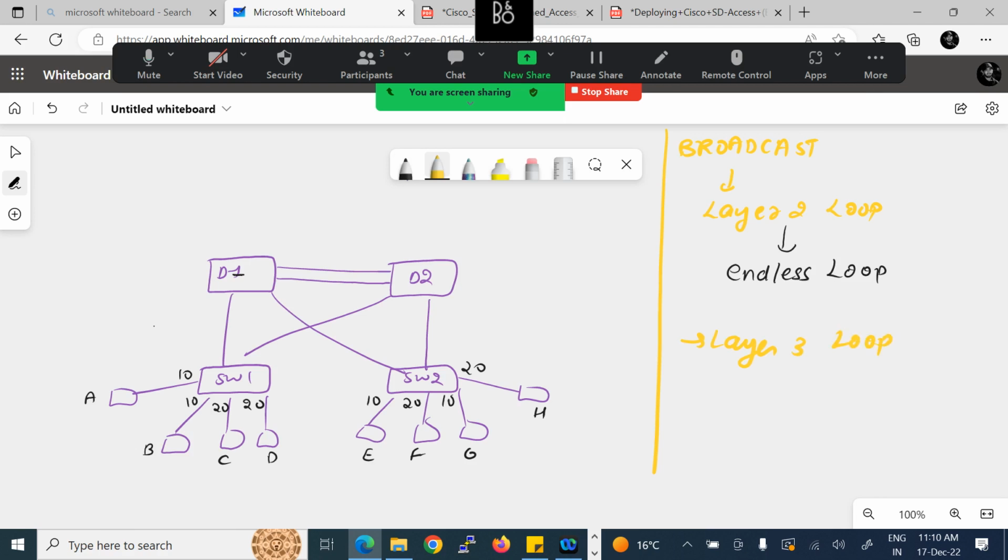a layer 3 loop, because in layer 3 we have a value known as, sorry, not MTU, it is TTL, time to live. Layer 3 loops can be discarded automatically, but the problem is with layer 2 loops. Layer 2 loops are endless loops because we do not have any TTL value over there. Right, Nitesh?